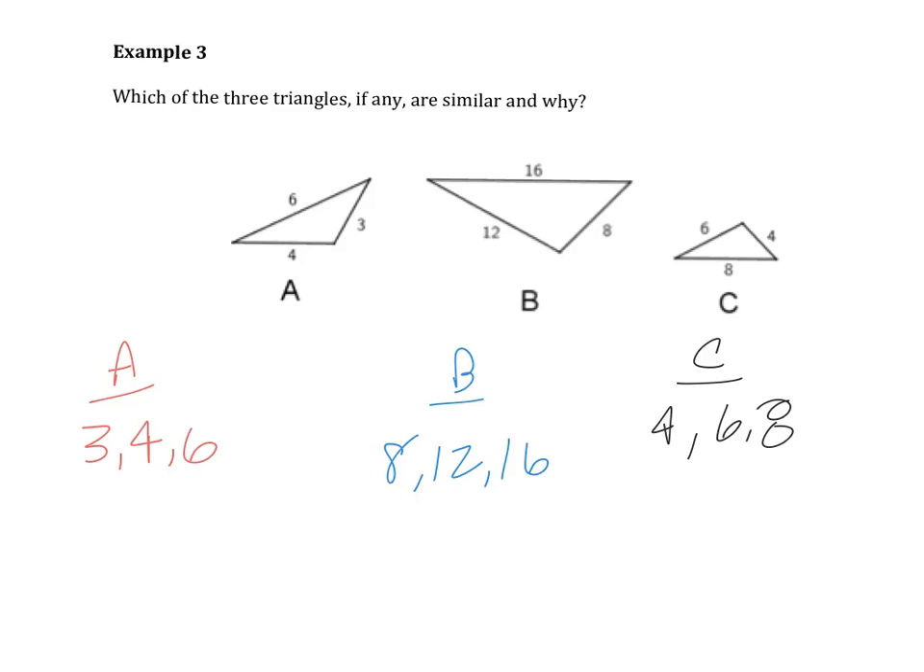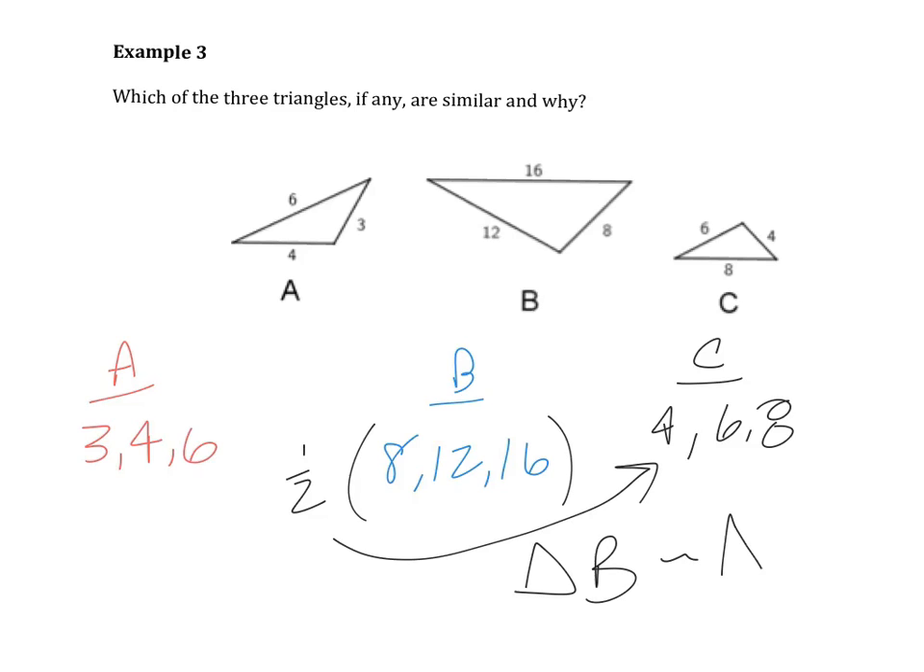But the last thing to check, which is probably the most important and the most accurate, is if I was to look at this 8, 12, 16 and compare it with the 4, 6, 8, I could see that all I have to do is multiply these sides by a half, and it would give me those sides. So I could definitely say that triangle B is similar to triangle C because the corresponding sides are in proportion.